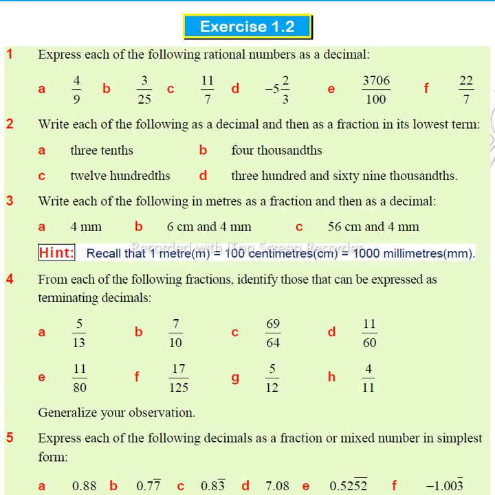From each of the following fractions, identify those that can be expressed as terminating decimals.